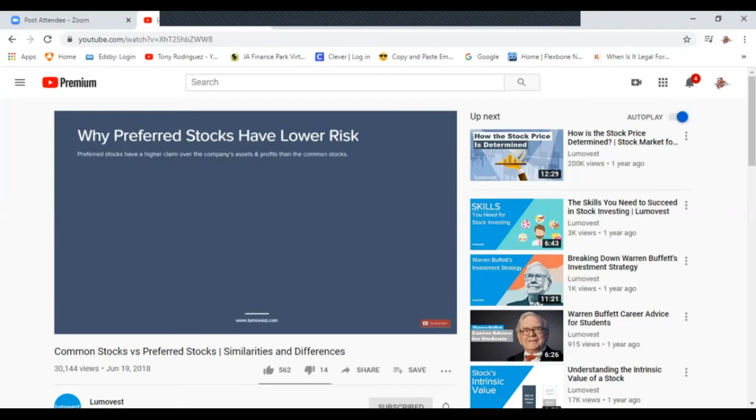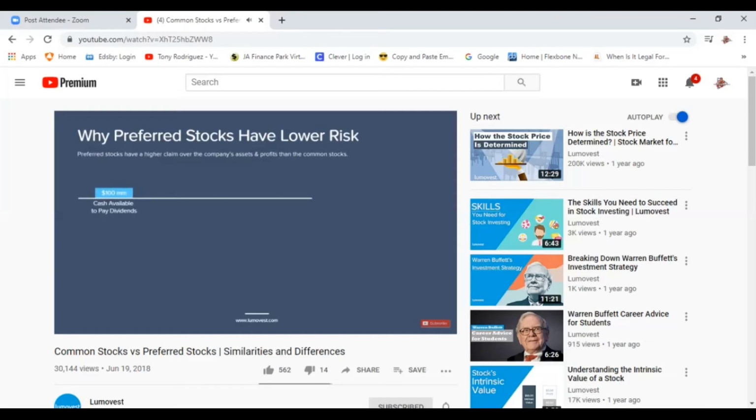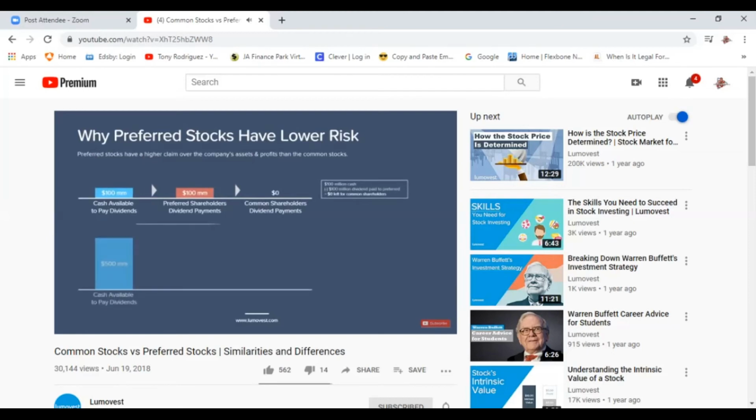Let's illustrate with an example. Say a company only has $100 million of cash to pay dividends, and say the preferred shareholders are entitled to $100 million in dividend payments. In this case, all of it will have to be paid to the preferred shareholders first, leaving nothing left for the common shareholders. In this situation, common shareholders won't receive any dividend payments. But if the company has $500 million of cash to pay dividends, preferred shareholders will only get their $100 million, and the remaining $400 million will all go to the common shareholders.